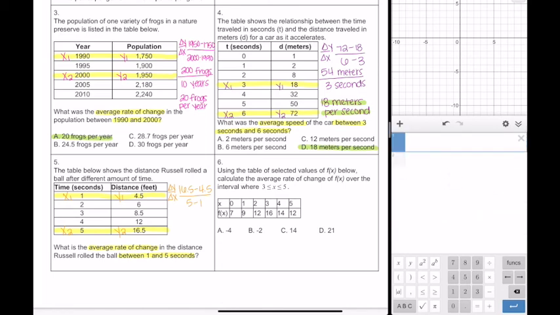Okay, so we're looking at 1 and 4.5, and then 5 and 16.5. Right, so 16.5 minus 4.5 is a change of 12, but if you need to put that in your calculator in Desmos, you can. 16.5 minus 4.5 is 12, but it's 12 what? 12 feet, because that's our y value. Over a period of 4 seconds. So it traveled 12 feet in 4 seconds. So how many feet did it travel per second?